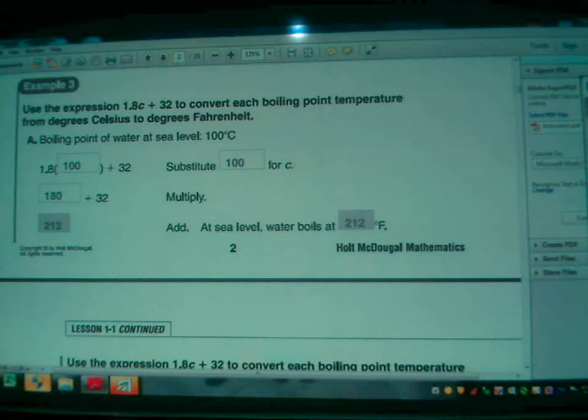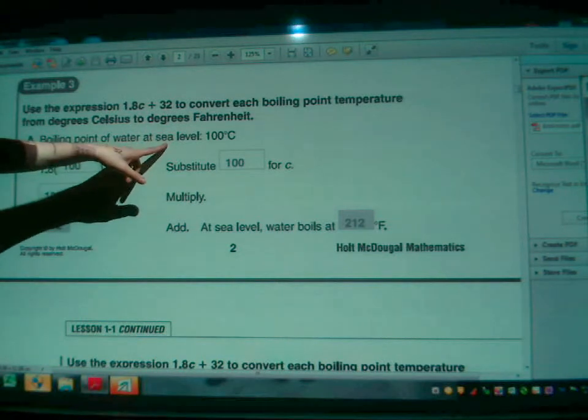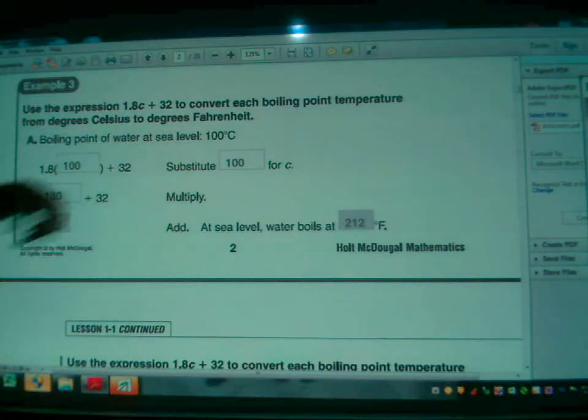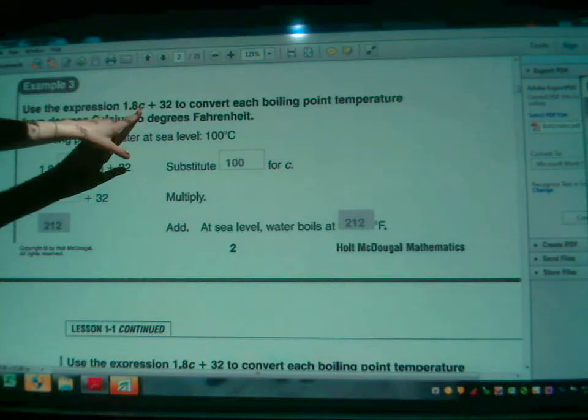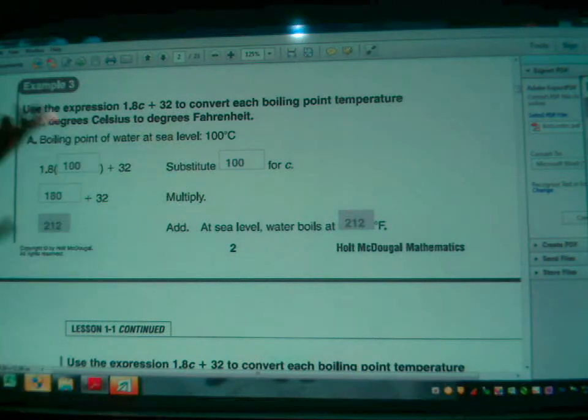So they've given us, in this case, that they want us to convert a Celsius temperature, which just happens to be the boiling point of water at sea level, which is 100 degrees. So what I'm going to do is change C into that 100 number that they've given me and solve the equation here.